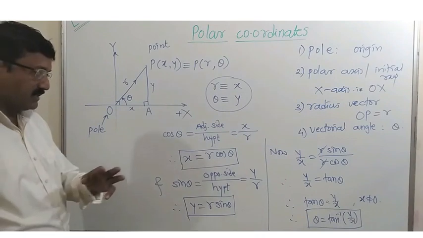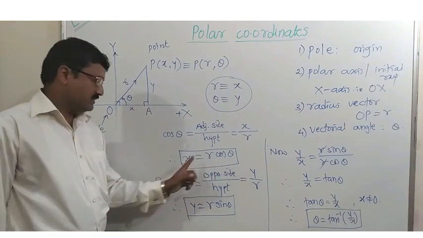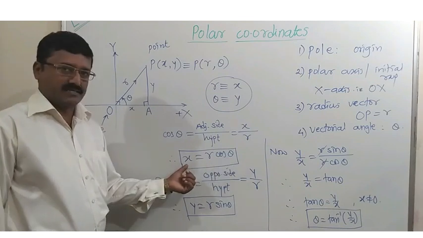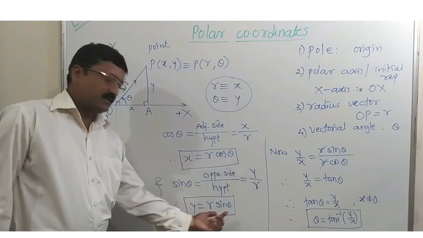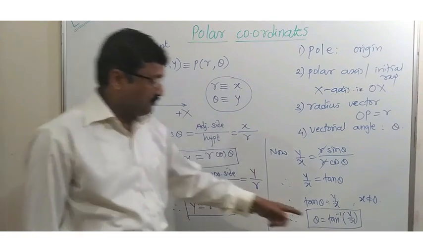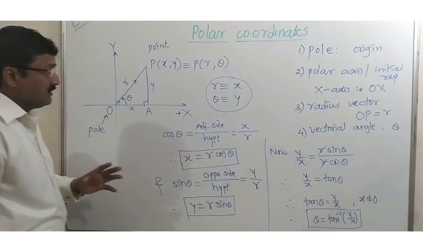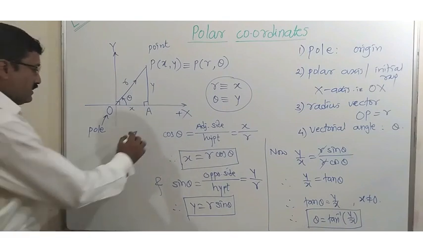So we have here three relations. One is x equal to r cos theta, that is the relation between x, r and theta. Whenever r and theta are given, we can find x. Whenever r and theta are given, we can find y. And whenever y and x are given, we can find theta. Then how to find the r whenever x and y are given?